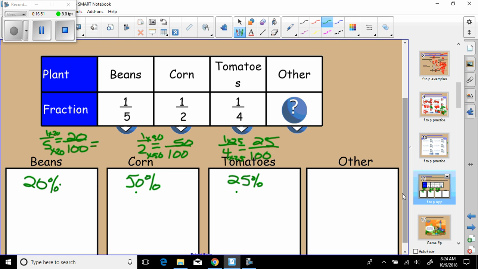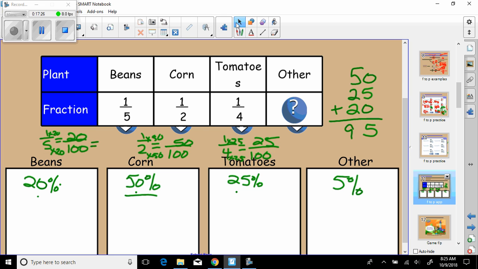All right, so now we know that corn is 50% and the tomatoes are 25% and that the beans are 20%. If we add all of those, we get, that's 5, 5, 6, 7, 8. That's 95% of the garden. So what percent does that leave left over? 5. Because 95 plus 5 is 100. And then when we go back, let's check my work and make sure I did it right. Okay, we're going to go back and check.